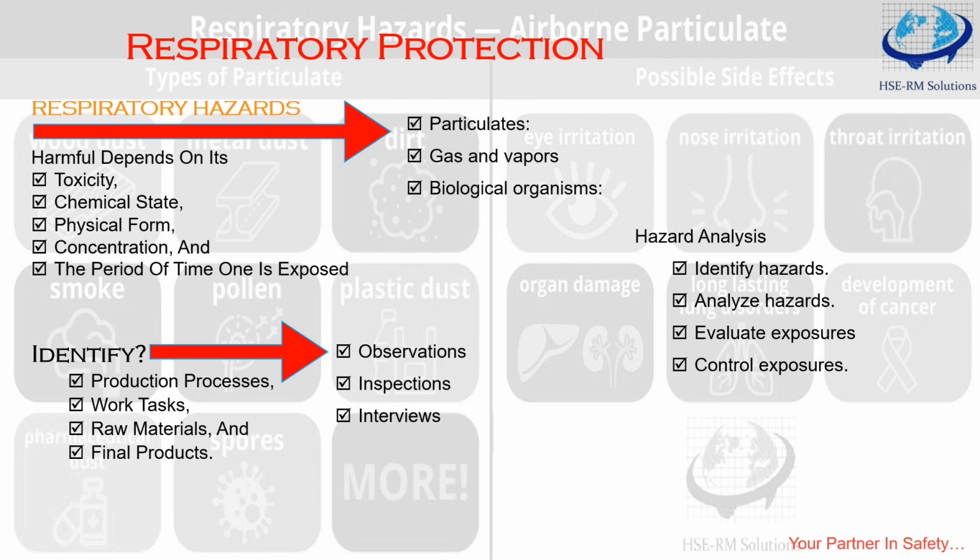To identify air contaminants that may be hazardous, conduct observation, inspection, and interviews. Now, these methods help identify the source of the respiratory hazard, such as a production process, a work task, a raw material, and even a final product. So at which stage the contamination is actually going to affect you, you should first analyze each individually. How will you do that? You'll first start with observation.